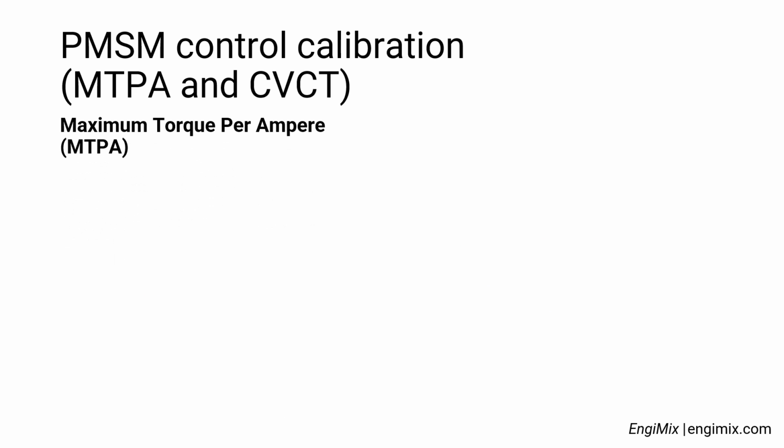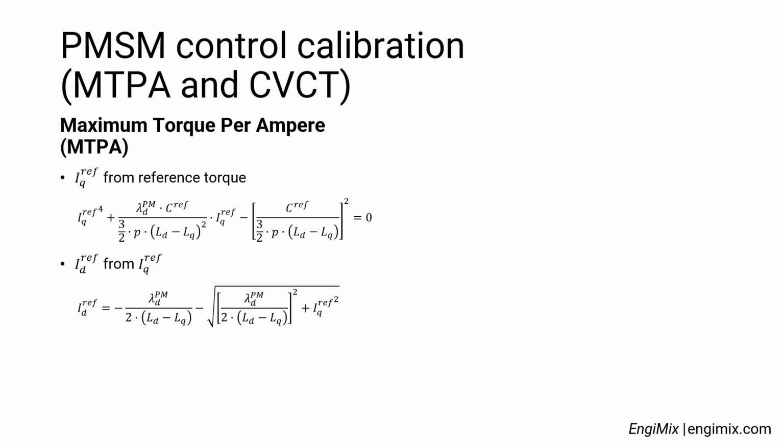The maximum torque per ampere is a strategy that aims to achieve the highest possible torque for each value of the current. The MTPA curve can be obtained by setting the derivative of the torque with respect to the ID current equal to 0. The equations for the ID and IQ currents along the MTPA curve are shown here.